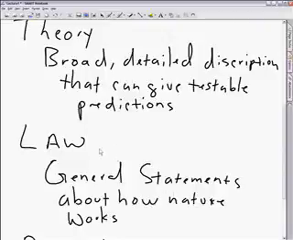A law. Now, a law is a more general statement about how nature works, or how nature works in general. Obviously, the first laws we're going to look at are Newton's laws.